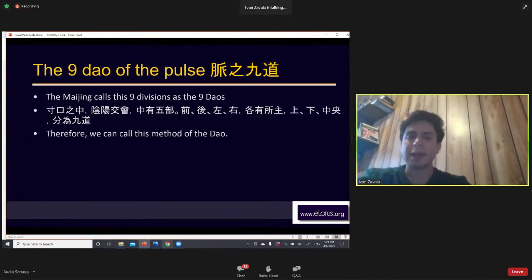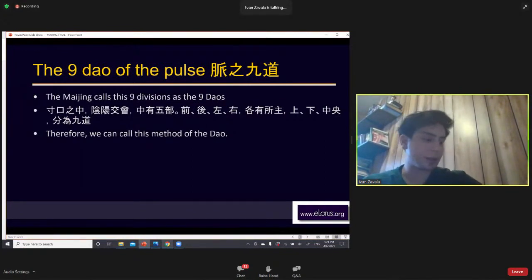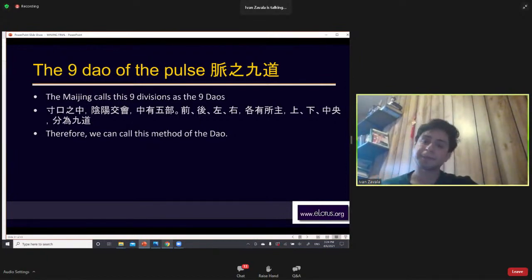This is what I call the 9 Tao of the pulse, a term that I've coined, although they might have said it somewhere else that I'm not aware of, as the Chinese medical literature treasure trove is huge. But I haven't seen it, so I'm going to say I coined it. But if you see it somewhere else, let me know. The 9 Tao of the pulse, Maijing Jiu Dao. The Maijing calls this the 9 divisions, and I'm calling it the 9 Taos. The Maijing doesn't say the 9 Taos. I'm saying it. So actually, it does call it the 9 Taos.